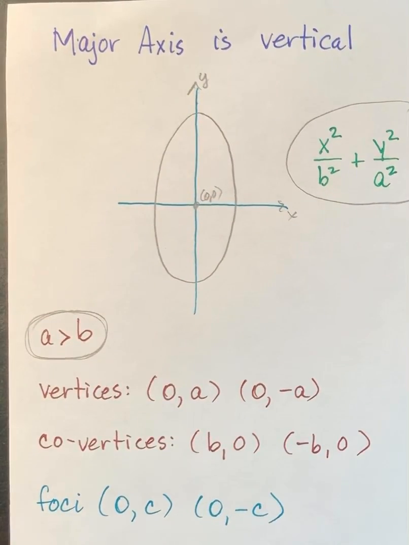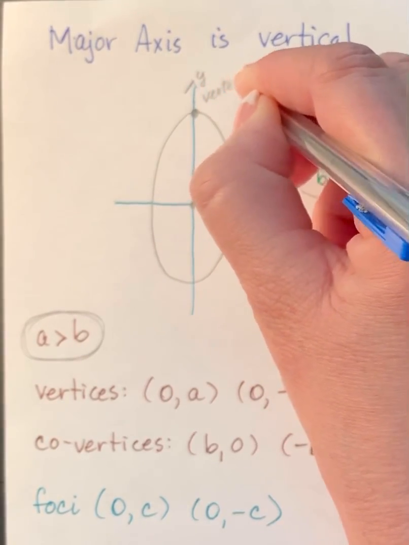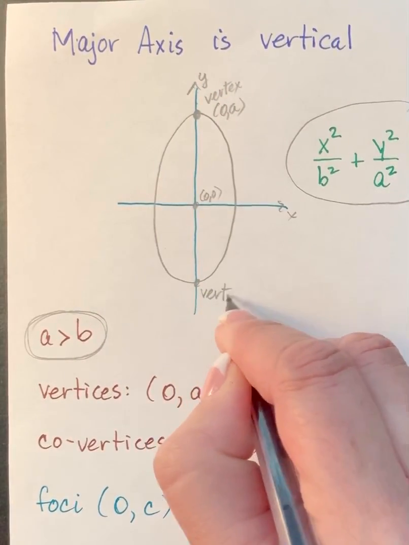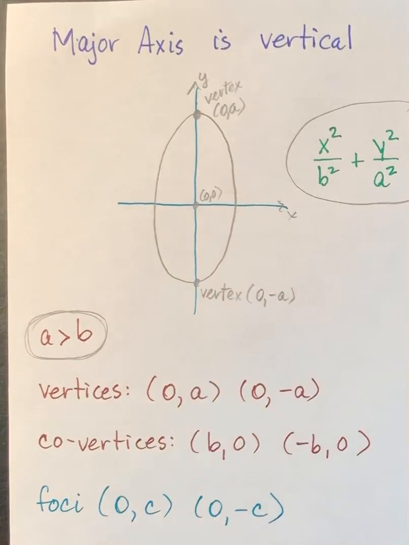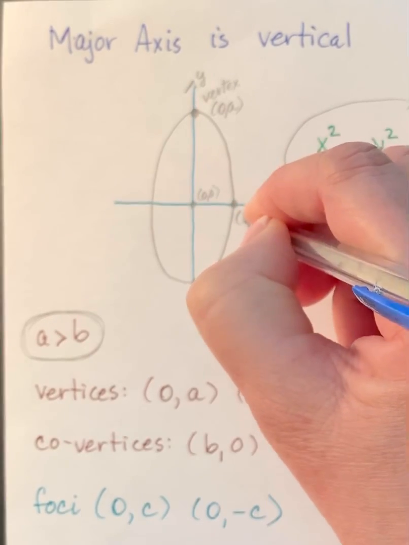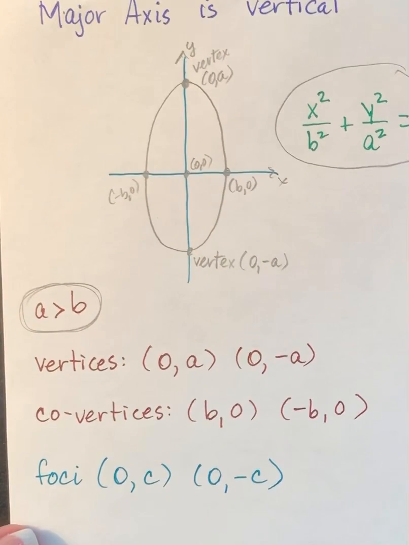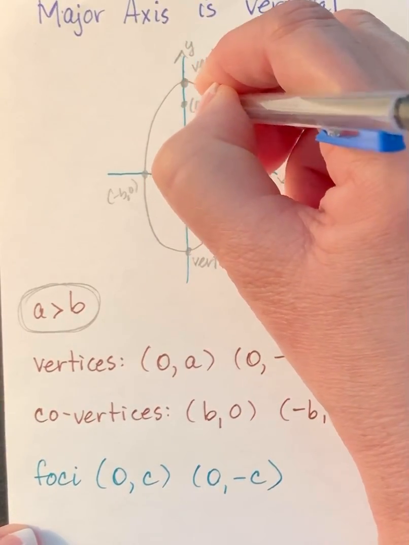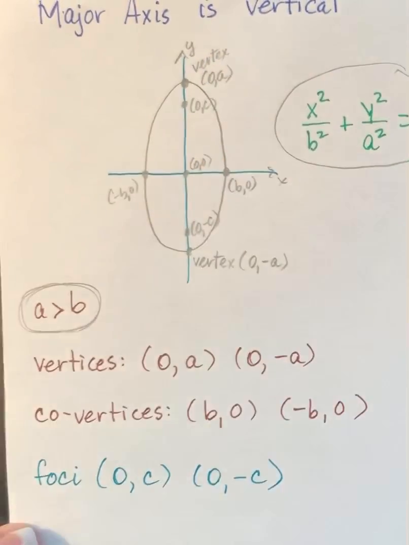Okay, now in this scenario, the vertices are going to be on the y-axis, so there's a vertex up here at 0 comma A, and then the other vertex down here at 0 comma negative A. And then on the x-axis, that's where we'll have the co-vertices. So it'll be B comma 0, negative B comma 0. And then the foci, they're on the major axis. Since the vertices are on the major axis, that's where the foci will be. So here's one of them, 0, C, and then here's the other one, 0, negative C.